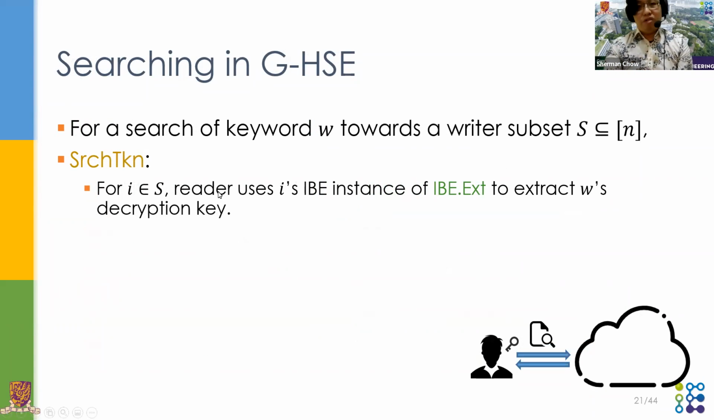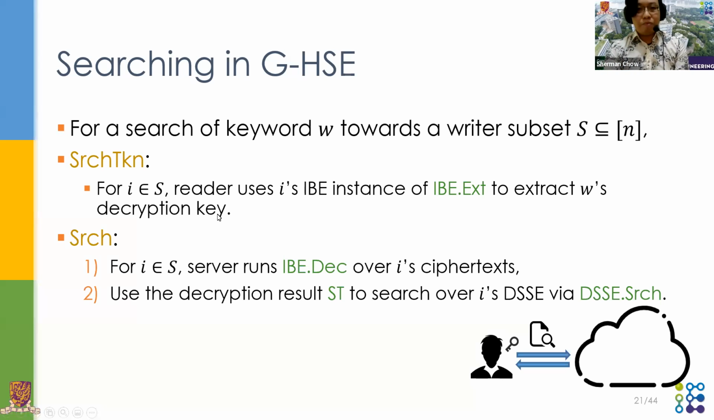So for searching over a certain keyword W towards a writer subset S, that is a subset of the parties in N, the search token will work in the following way. For each writer the reader wants to search, the reader will use the IB instance of the extraction algorithm to extract W's decryption key. For example, if there are two writers the reader wants to search, there will be two such executions and two such IB decryption keys.